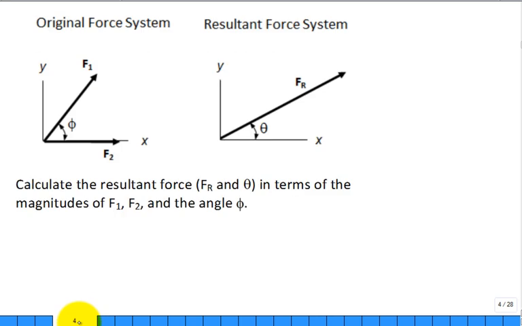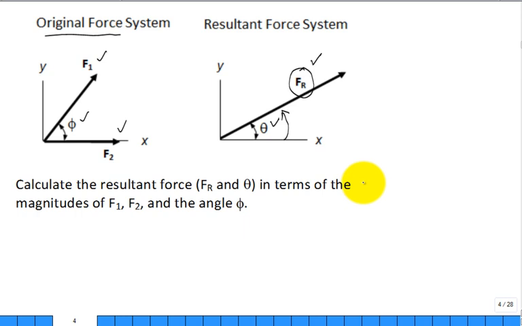Here's a problem. I'm not going to work it out. I'm just going to say you should be able to work out a problem like this. I encourage you to put this on the to-do list in addition to the homework problems, in addition to reading the chapter, in addition to following the example problem in the chapter. Take this original force system consisting of F1 and F2, and given the angle phi, come out analytically, not numerically, with the resultant force system characterized by the magnitude of F_R and the orientation in 2D, where theta is measured counterclockwise from the horizontal x-axis. Well, that's a challenging task.